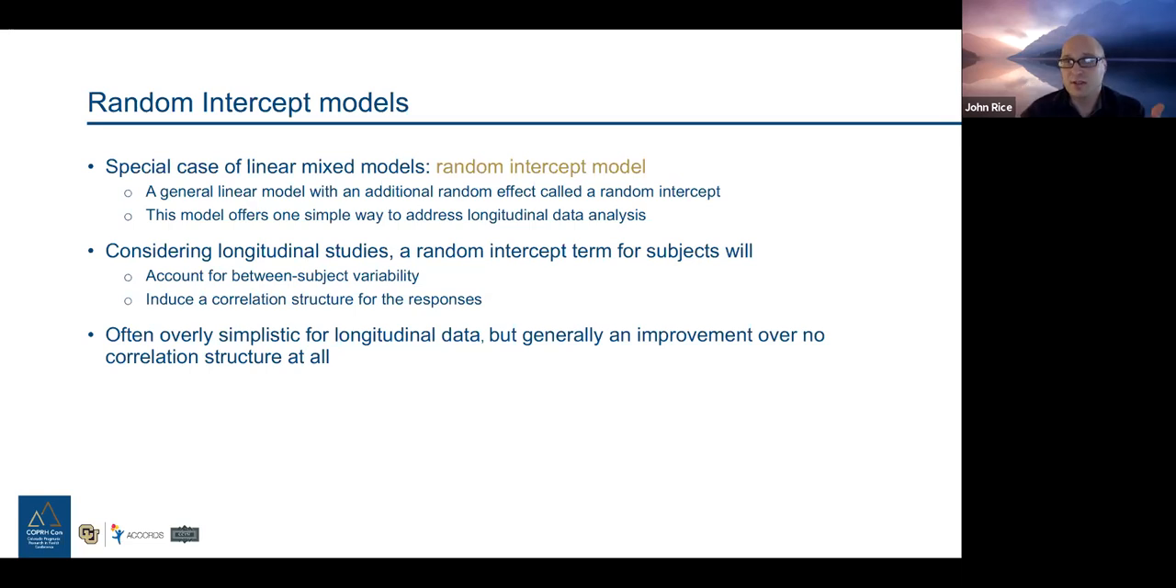But for example, if we're looking at a cluster randomized study, you wouldn't expect different members of the cluster to be differently correlated with each other. You'd expect them to have the same level of correlation with any other member of the cluster. And this is going to be another way to account for this between subject variability. As I said, it's equivalent to the compound symmetry correlation structure. So it gives you the same correlation between any two members of your cluster.